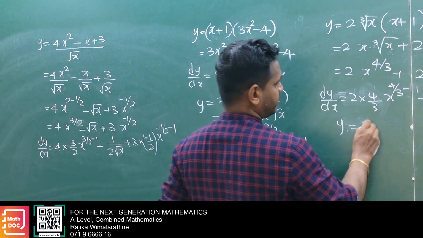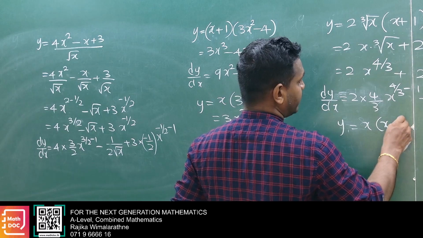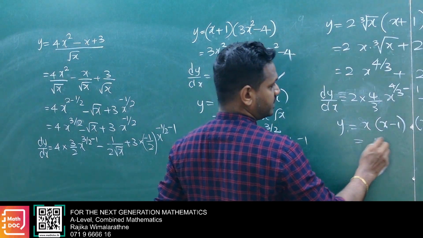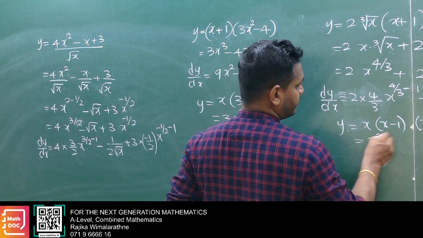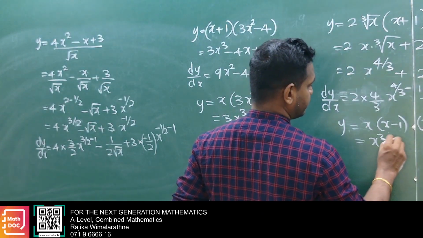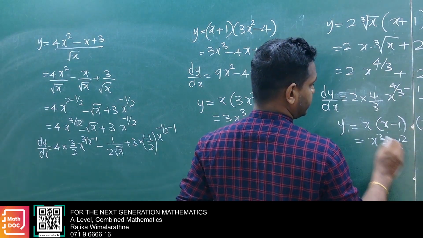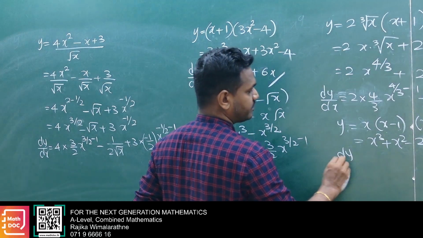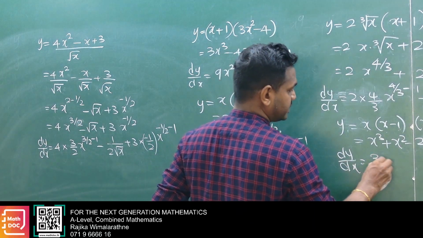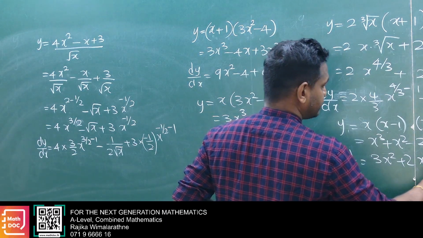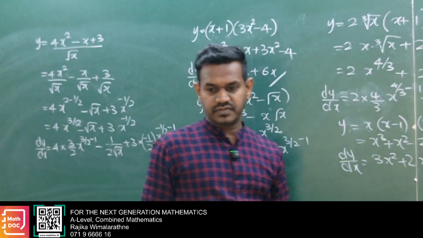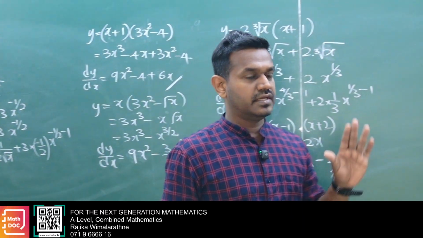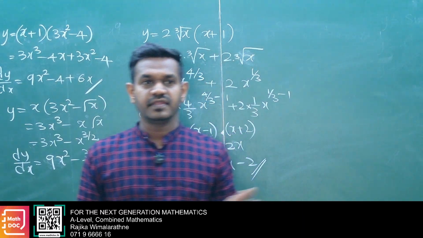Then y equals x times x minus 1 times x plus 2. First expand: x square with this, x cube plus x with this, plus x square, minus 2 with this, x minus 2x. Then differentiate. dy divided by dx is 3x square, 2x, minus 2. Okay. Check your answers.